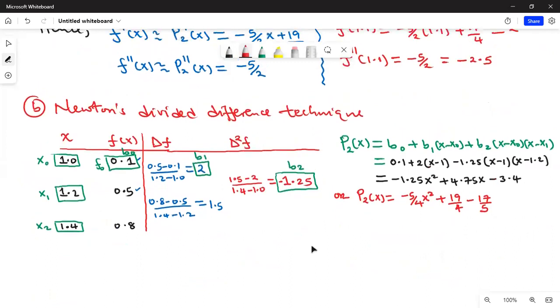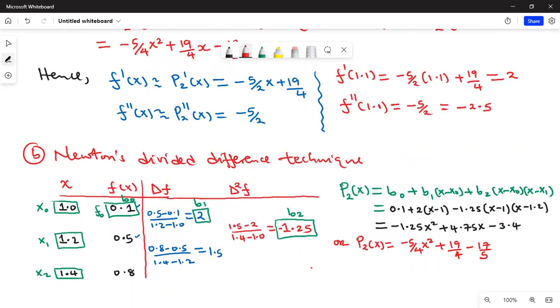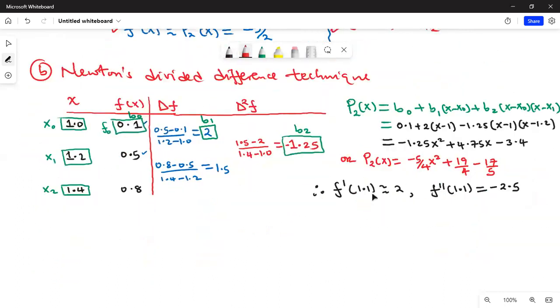So now let's get the f prime and f double prime. Of course, you can see them from here. I don't need to work it out again because we already differentiated and found it. So you can say therefore, f prime of 1.1 is approximately equal to 2, and f double prime of 1.1 is approximately equal to negative 2.5. Same values. Now part C, we are now going to use the forward difference technique.